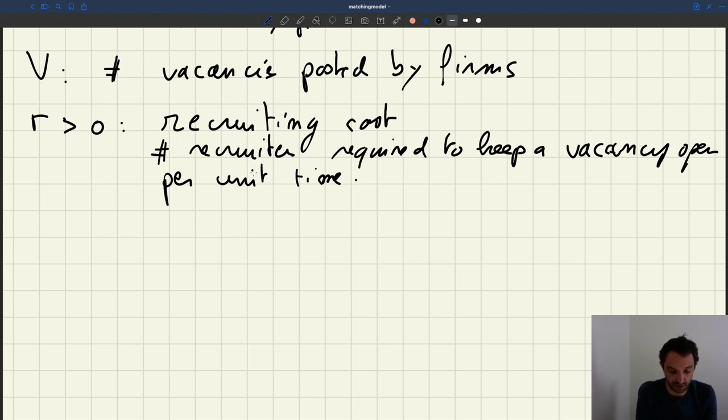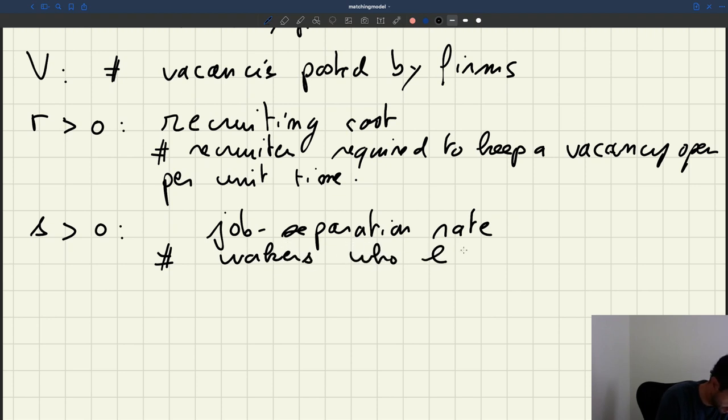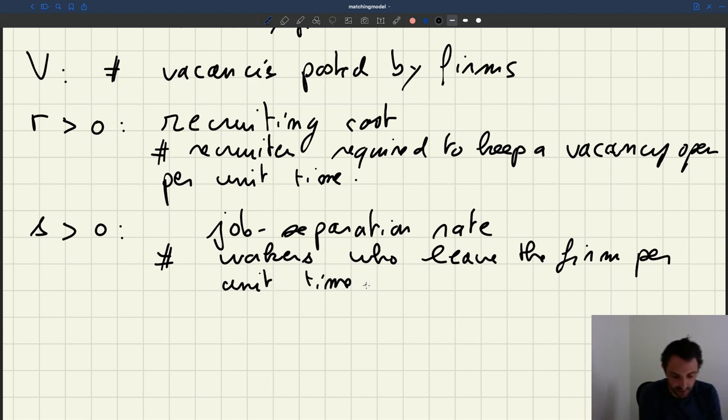So these are two other pieces of notation that we'll need to analyze the labor demand. So this is the setup. We have these firms, they post vacancies to recruit workers. They have a recruiting cost. Another parameter that we had introduced before that could play an important role here, you remember, is s. That's our job separation rate. We had already seen that, which gives us the number of workers who leave the firm per unit time. So that's something we had introduced.